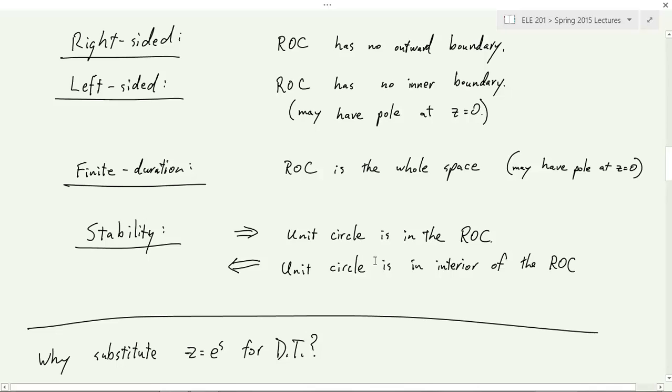Okay? Now, this is if and only if in the following sense. If the unit circle is in the interior of the region of convergence, then it will be stable. So the only ambiguity is the boundary. If the unit circle is on the boundary of the region of convergence, then it may or may not be stable. But otherwise, this is if and only if.